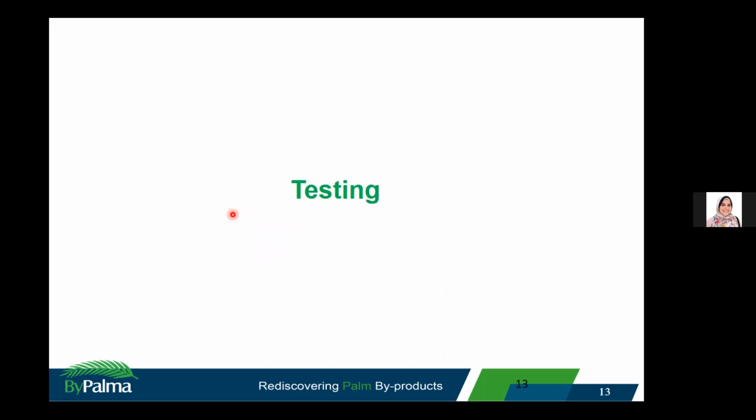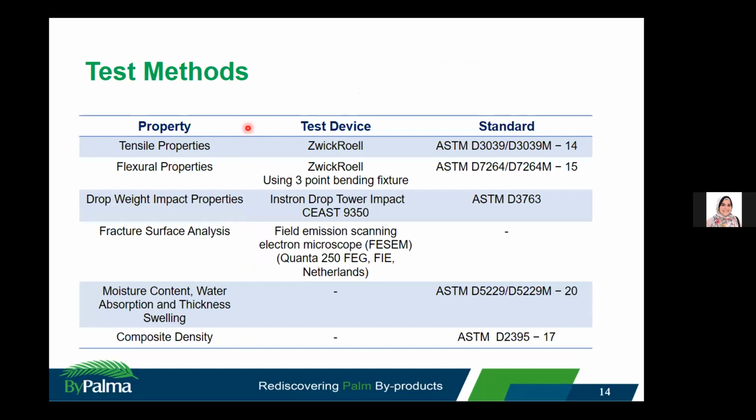For the testing, the table below shows the properties that we were testing, the test device used, and the ASTM standard number. We tested the tensile properties and the flexural properties using the same test device, but we changed to a 3-point bending fixture for the flexural properties. As for the drop weight impact properties and the fracture surface analysis, they are still work in progress. Also, regarding the moisture content, water absorption, and thickness, we are preparing for those results.